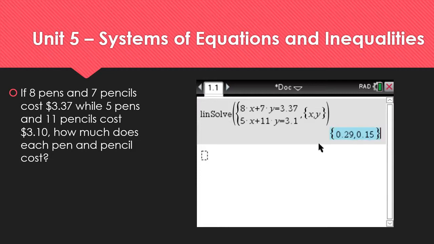The question says how much was each. So you have to remember, what did we label X as? X was pens, so each pen cost me 29 cents. Y is pencils, each pencil cost me 15 cents. So make sure you answer the question when you get the answer.